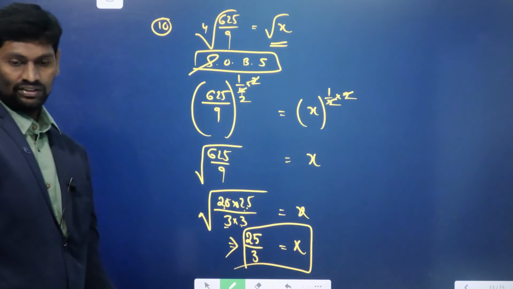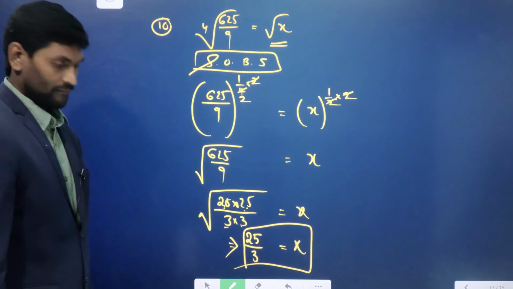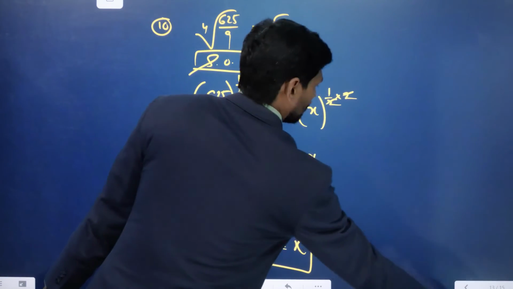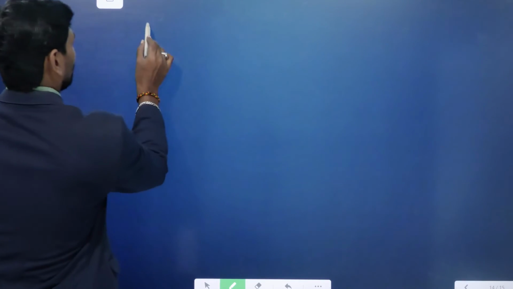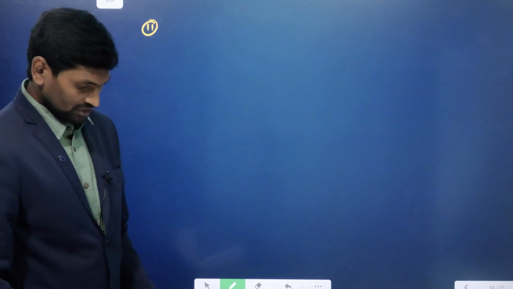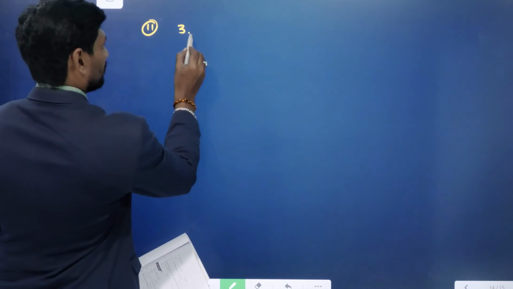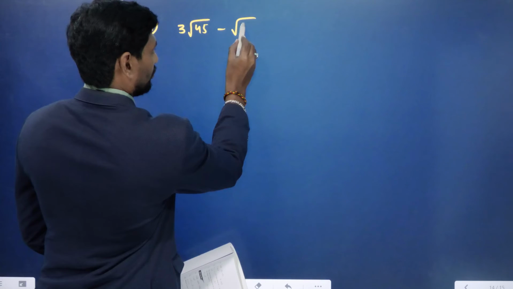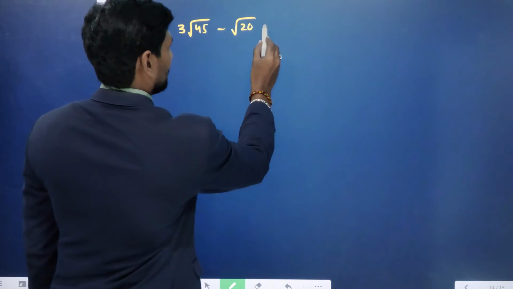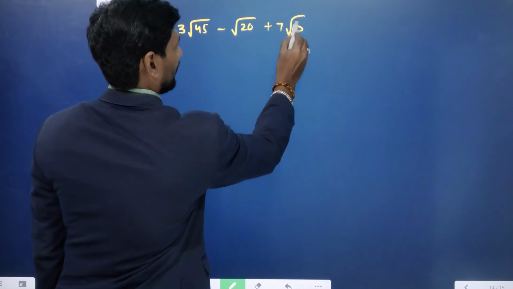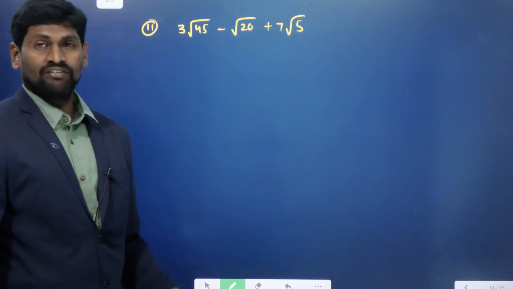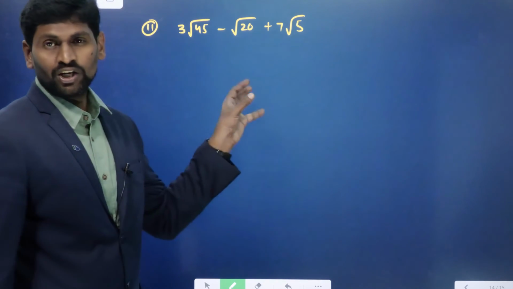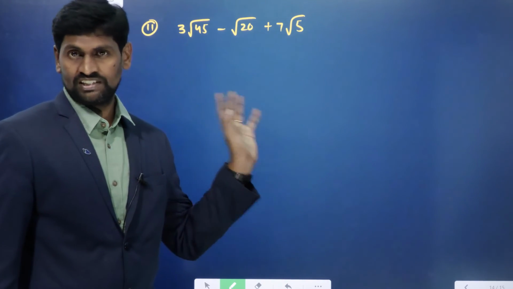Let us go to the next question. Now you join the class. Problem number 11: 3 into root 45 minus root 20 plus 7 into root 5. We need to add. Previously we discussed that we can add only similar surds but not dissimilar surds.